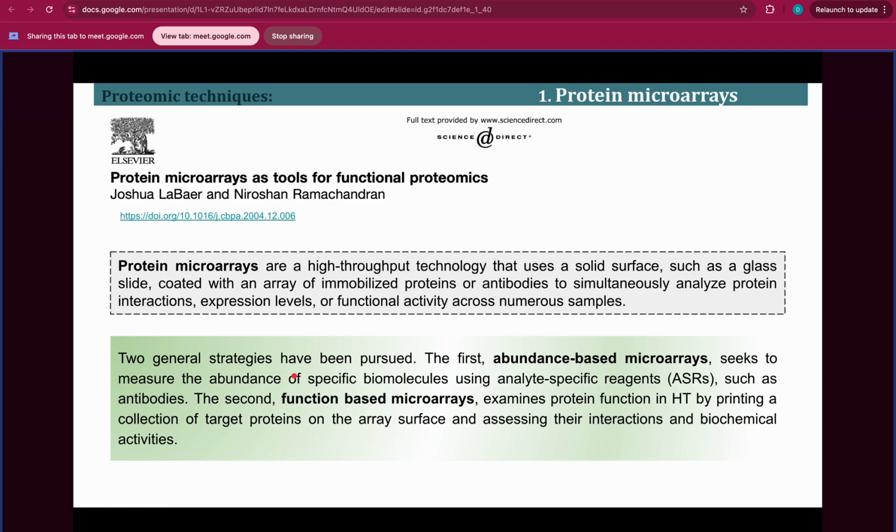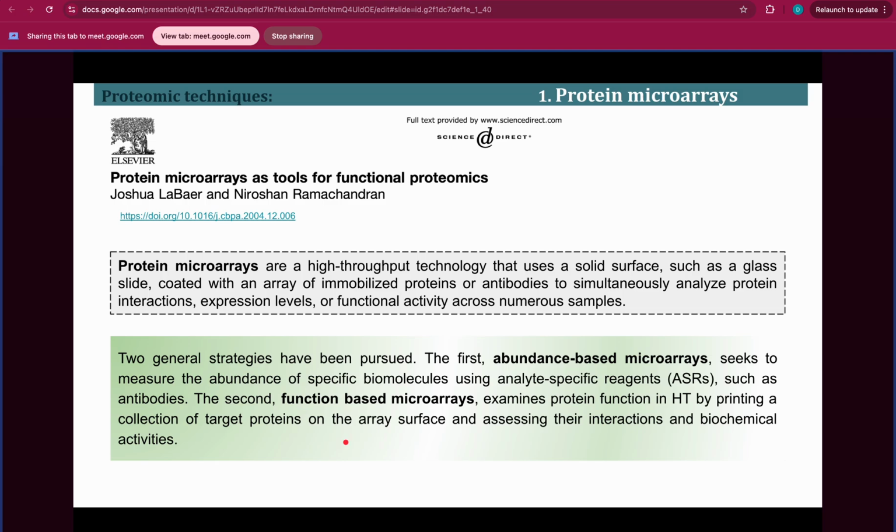There are two categories of microarray based analysis. One is abundance based microarrays and one is functional based microarrays. When I am comparing the abundance, that is, the quantity of different proteins in different samples, that is known as abundance based microarrays.